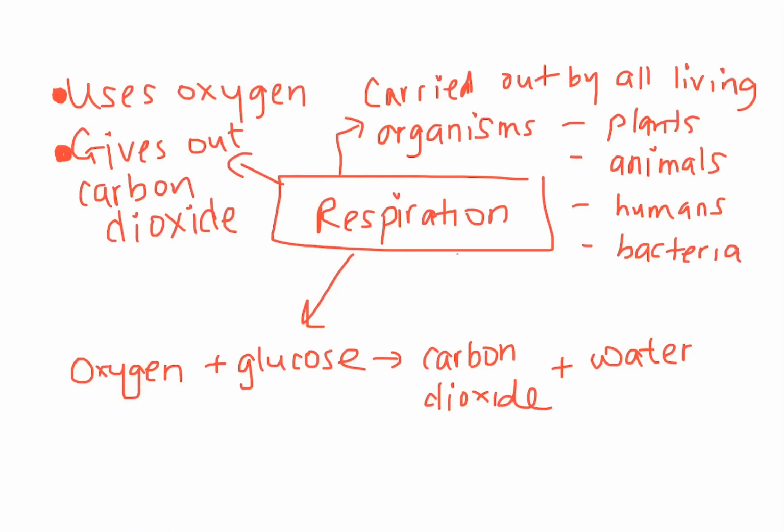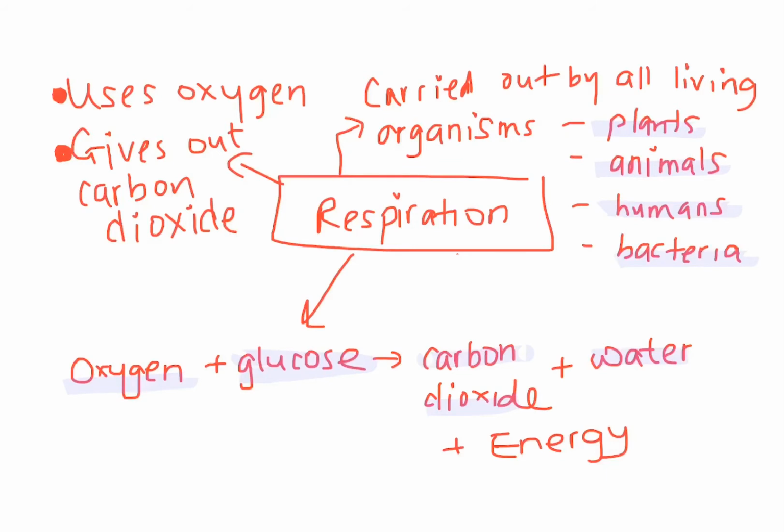Now, this oxygen is going to be used by all other organisms, including plants, because plants will also carry out respiration. So plants will absorb oxygen as well. Animals, humans, bacteria, any living organism will use oxygen from the atmosphere. So this oxygen will combine with glucose in the organism, and this is going to give carbon dioxide and water as well as energy. So the organism gets energy to do whatever activities it does.